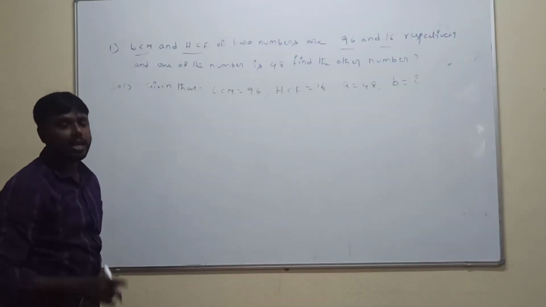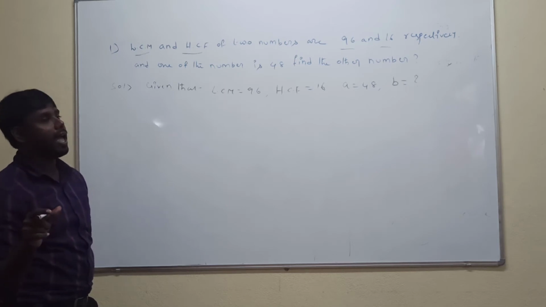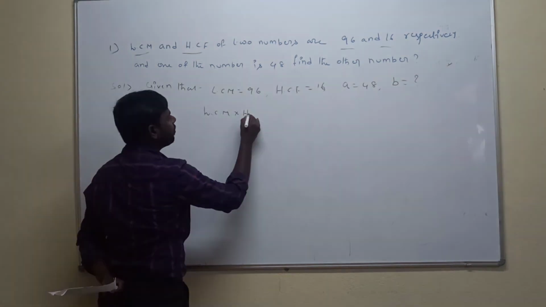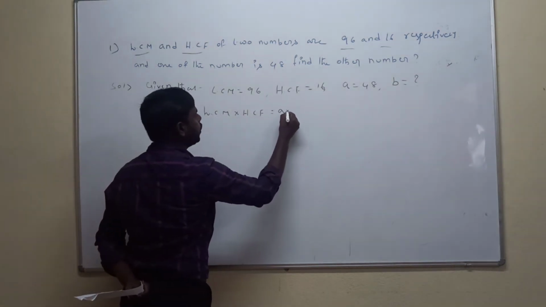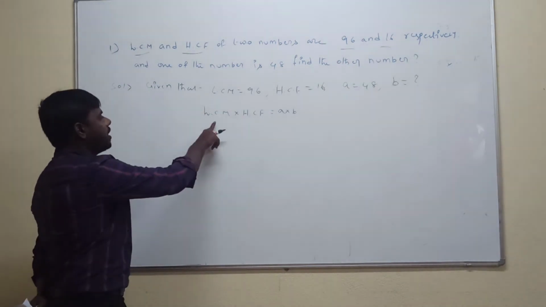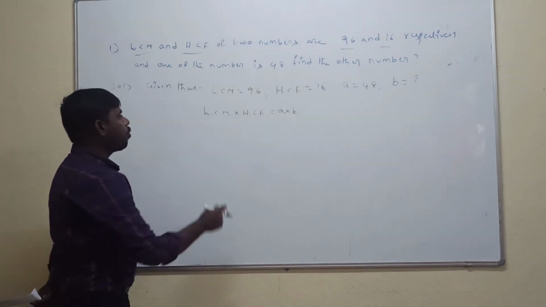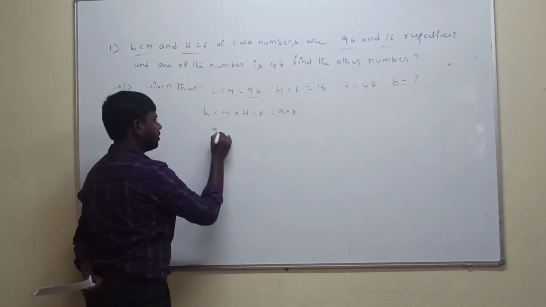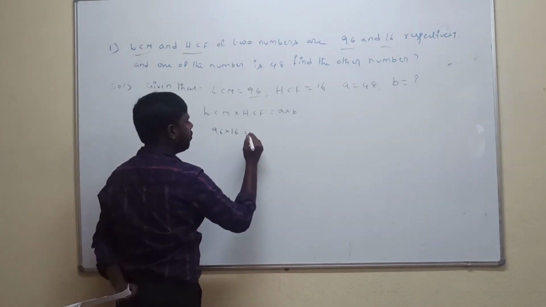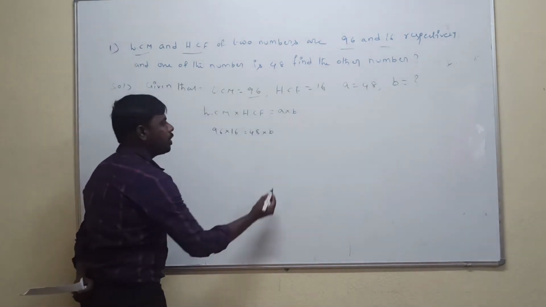So which formula are we applying? The relation between LCM and HCF. LCM into HCF is equal to the product of the two numbers. So applying the formula, LCM into HCF is equal to A into B. Now applying the values: the LCM value is 96, the HCF value is 16, and the A value is 48. The B value is not given, so B stays as it is. Which value is required? B value is required.